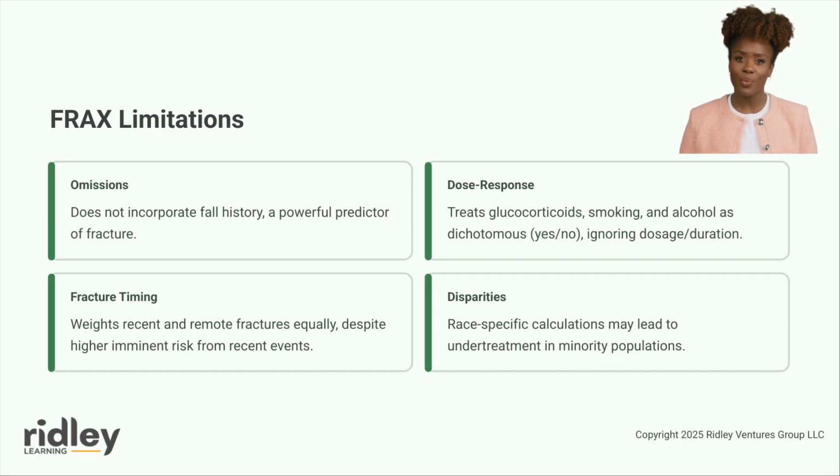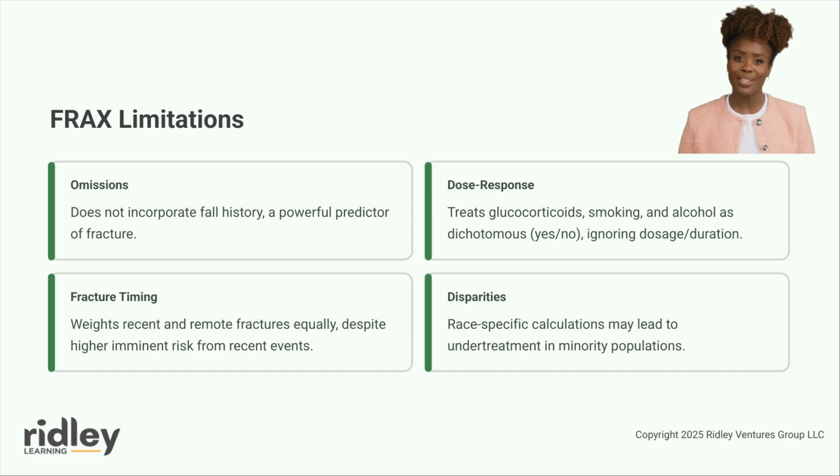For example, fall history, which is a powerful predictor of fracture, particularly at non-vertebral sites, is not incorporated into FRAX. Similarly, the tool does not account for dose-response relationships for variables such as glucocorticoid exposure, smoking, and alcohol intake. Instead, it treats these as dichotomous, present or absent risk factors.